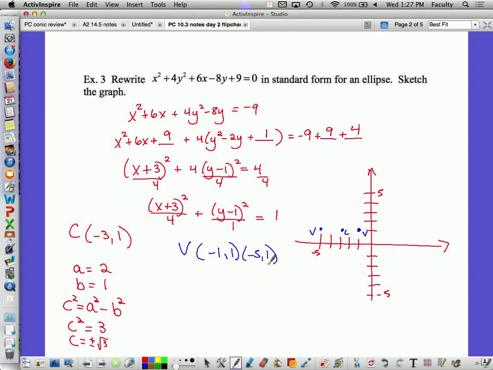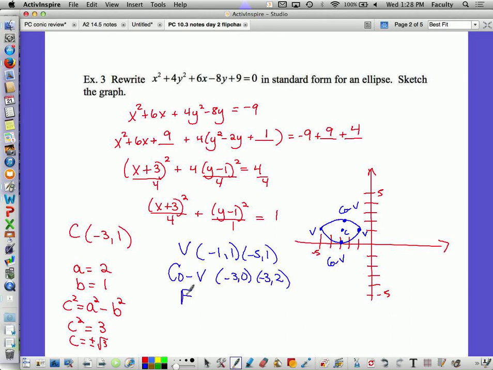Co-vertices, you go B units up. So there's a co-vertex, co-vertex. Boy, my scale's pretty bad, huh? So then let's identify the co-vertices: negative 3, 0, negative 3, 2.